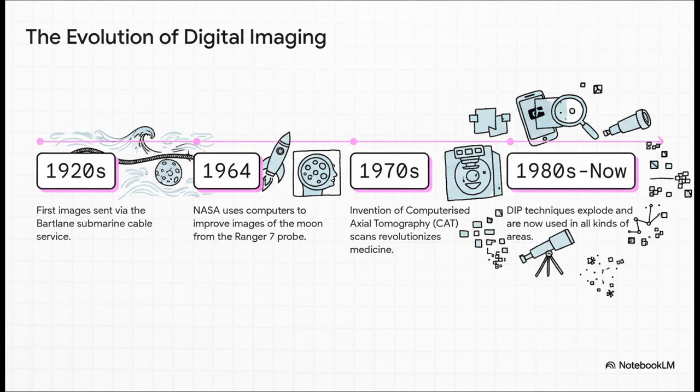Then, fast forward to the space race in the 60s. NASA was using these same ideas to clean up the very first fuzzy close-up images we ever got of the moon. In the 70s, it gave us the CAT scan, literally a window into the human body that won a Nobel Prize. And then once computers got powerful enough in the 80s and beyond, it just exploded into every corner of our world.